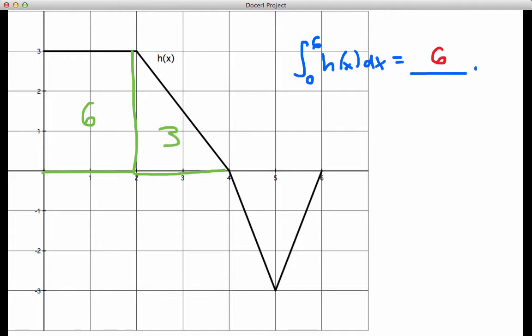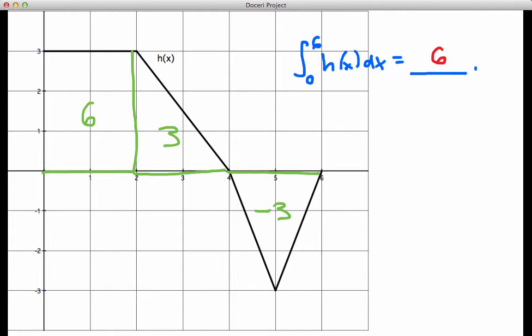And then this triangle here from 4 to 6 is a triangle, so its area is 1/2 base times height. Its base is equal to 2, and its height is technically negative 3. Now remember, we always treat area that is below the horizontal axis as being negative. And so this is an integral value of negative 3. And so this total area comes out to 6 plus 3 plus negative 3, and then ends up equaling 6.